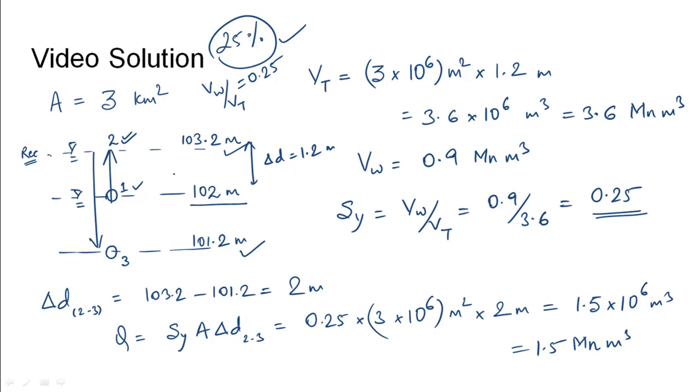So initially we gave it a recharge of 0.9 million meter cube. We changed the water level from 102 meters to 103.2 meters, and then using this change of levels we computed the specific yield as 0.25. Once we have the specific yield, the area of the aquifer, and then the subsequent change in depth for the discharge, that is delta D from 2 to 3, we can find the discharge volume as 1.5 million meter cube.